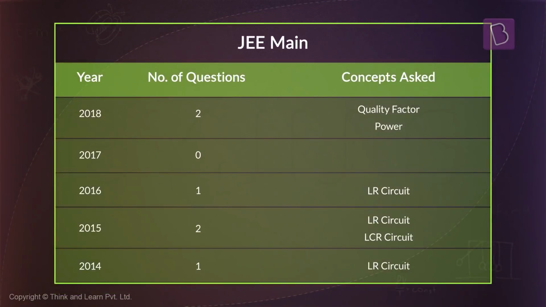Now, if I talk about JEE Mains, then in 2018, there were 2 questions, which were from quality factor and from power, which was new. Quality factor is not usually asked. In 2017, there were no questions. In 16, there was just one question from an LR circuit. In 15, there were 2 questions from an LR circuit and an LCR circuit. And again, in 14, there was just one question from an LR circuit.